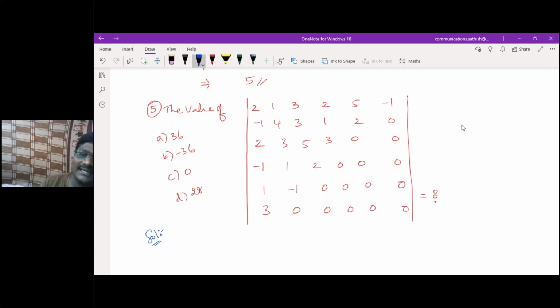Only the diagonal elements I have to take on this side, not this side, right? So this is not your upper triangular matrix, and this is not your lower triangular matrix. Understood all? Yes, sir.